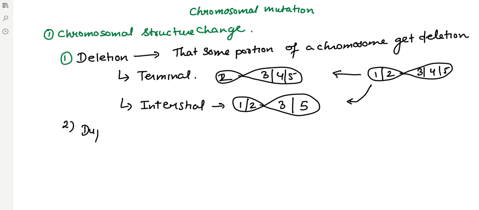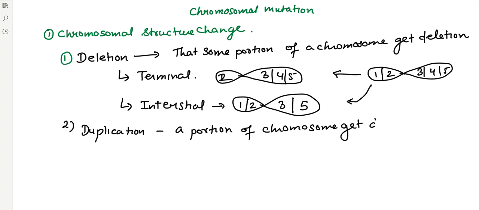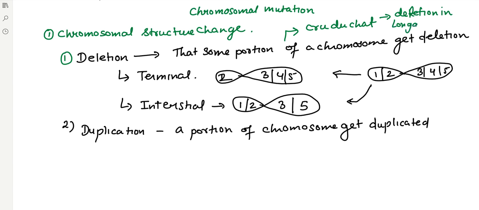After this we have duplication. Now in duplication what happened? A portion of a chromosome gets duplicated. Now before understanding this, let me give you an example of this deletion part. We have a disease called Cri-du-chat, which is due to a deletion in the long arm of chromosome number 5. Okay, this is something which can be asked in a question.